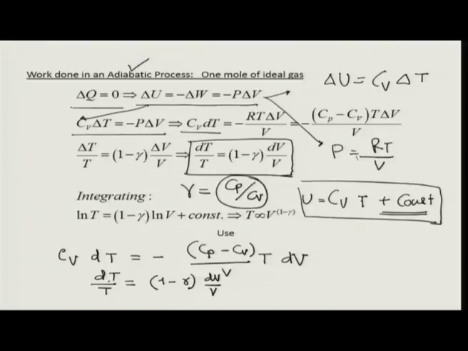Now, you can integrate. If you integrate, you get this result. It is a very simple integration. You always know dT by T integrates to log T. That is precisely what I have written here: log T equals (1 minus gamma) log V plus some constant that comes from integration, and so that gives me T proportional to V to the power 1 minus gamma. So, I have a relation in an adiabatic process.